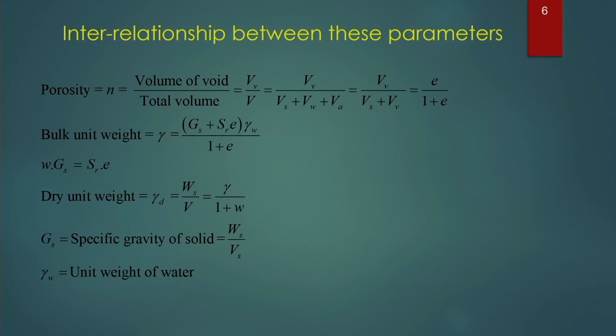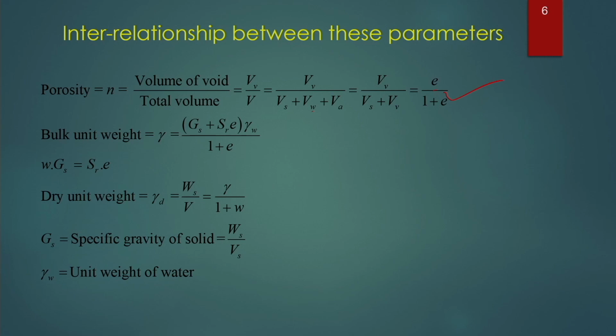There are relationships that exist between all these parameters. Say for example, porosity. Porosity we know is the ratio between the volume of void to the total volume. We can write Vv by V here, where total V will be equal to Vs plus Vw plus Va. Now this can be expressed in terms of e divided by 1 plus e. So porosity can be related to void ratio using this equation.